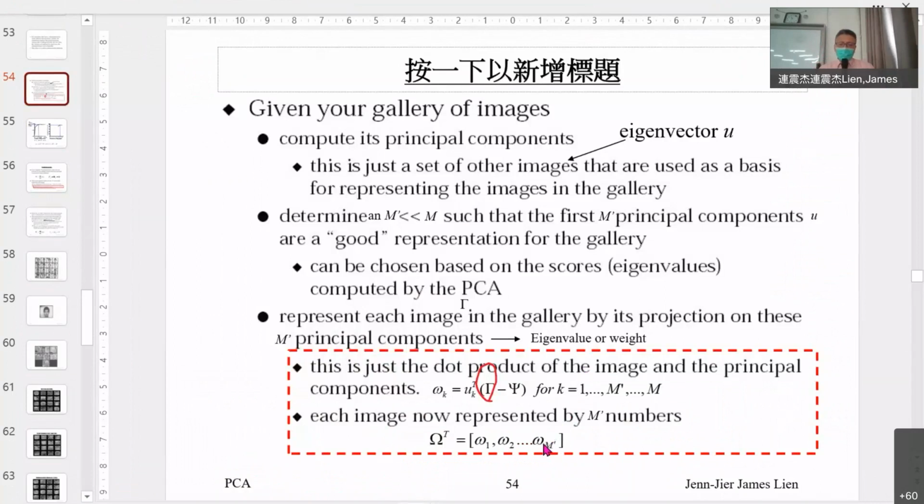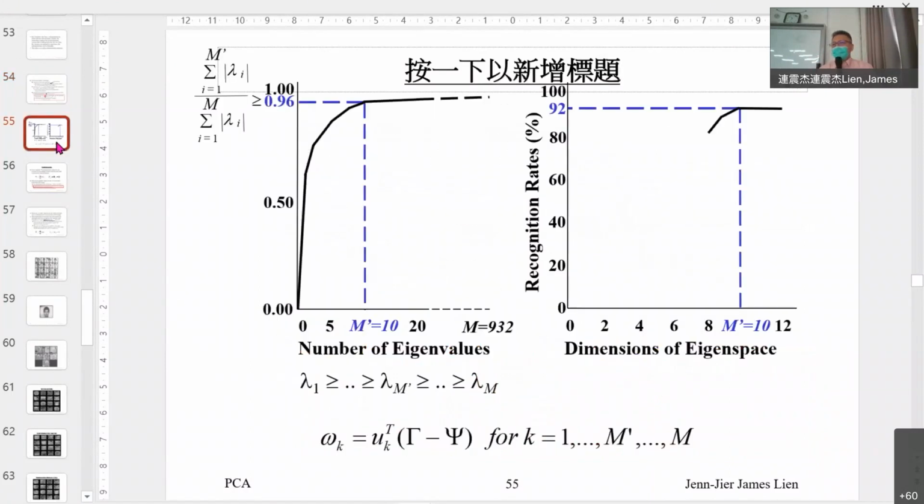好，那现在有个问题啊。So how many? This m prime is meaning only 7 in this case. M is 16 in this case, for 16 faces. But right now m prime is 7. So how can we decide the number of eigenvectors we want to keep? This is one example here. Suppose we have a total of 932 images. 那么我们有932张影像。Okay, so how many faces do we want to keep? Only 10. Why? Because this is the equation.